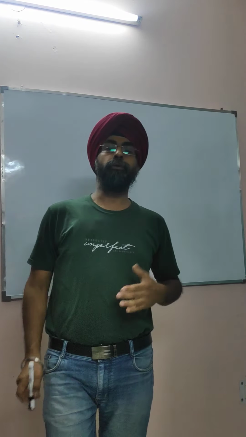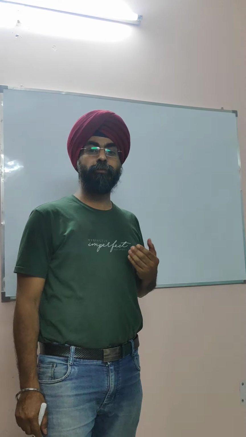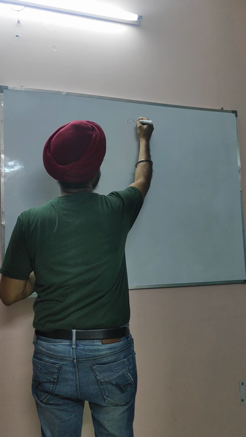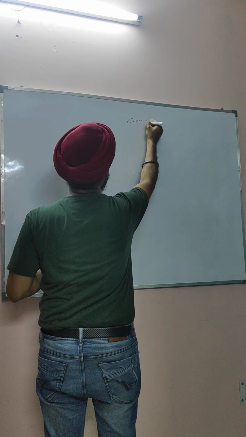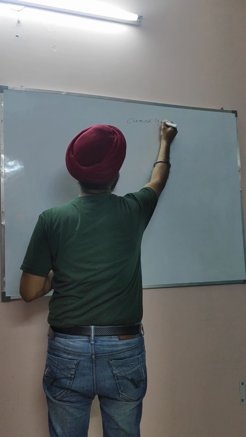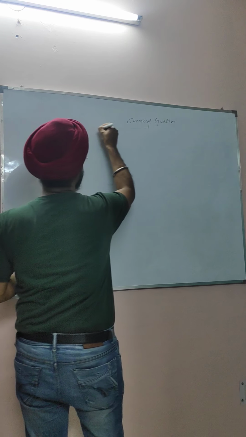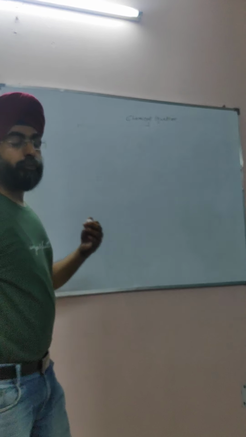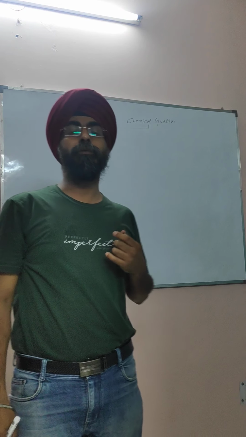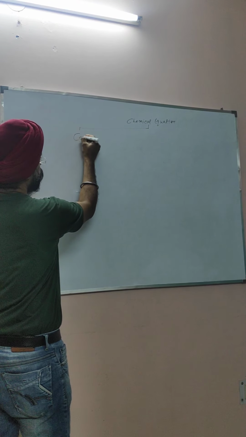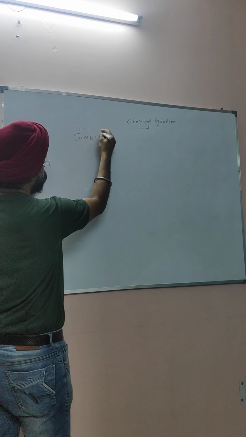We will learn the types of chemical equations. Chapter 1, class 10: types of chemical equations. Chemical equations are of many types. The first and simplest type is called the combination reaction.